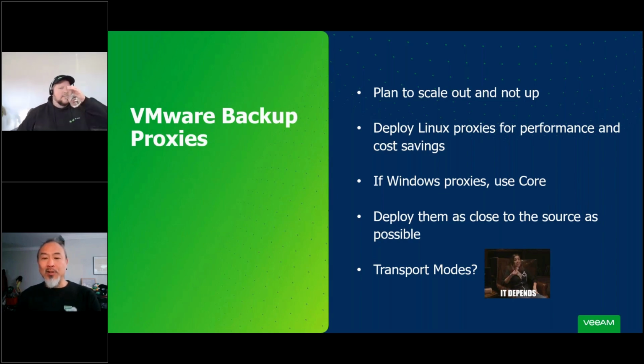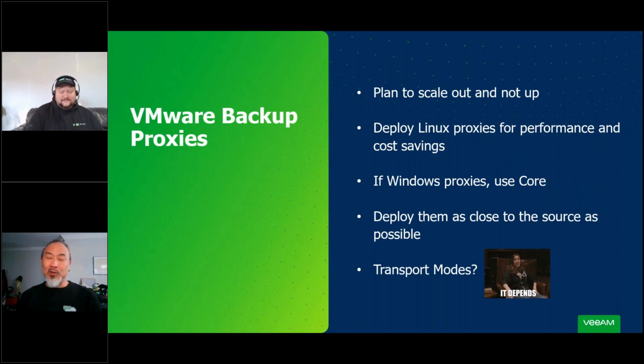In general, though, the best practice is to deploy your VMware backup proxies as close to the source as possible. And the next question is about transport modes. And again, as this graphic says, it depends, right?